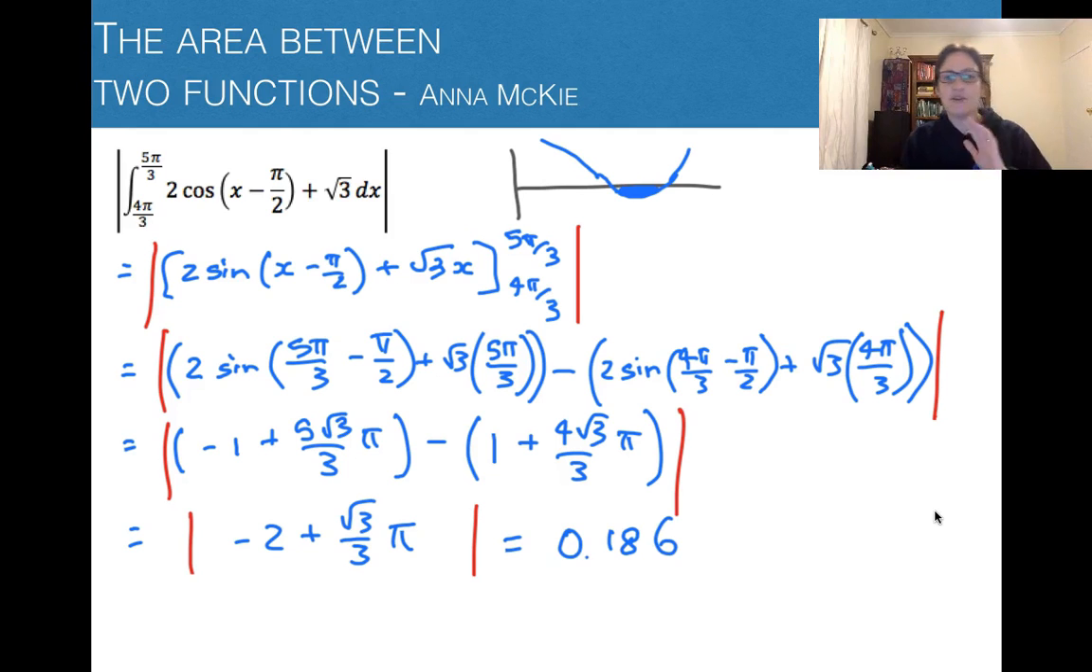0.186. If we're to go and check into our graphics calculator using a lower and upper bound of 4 pi on 3 and 5 pi on 3, you would get -0.186. And obviously we want the positive version of that. Units squared is our answer. Great.